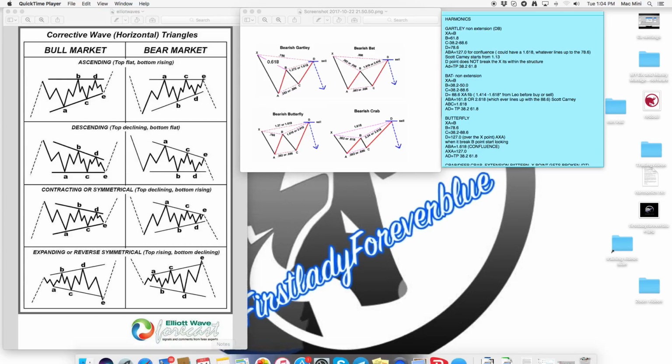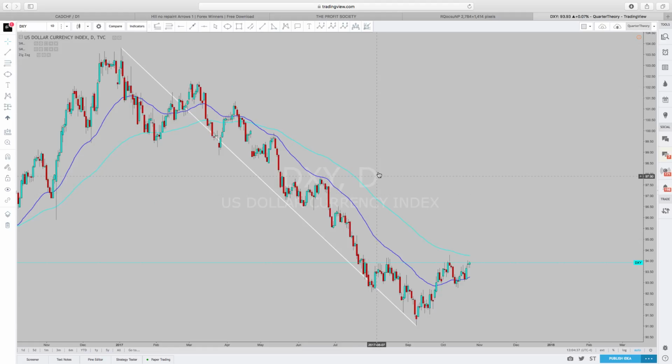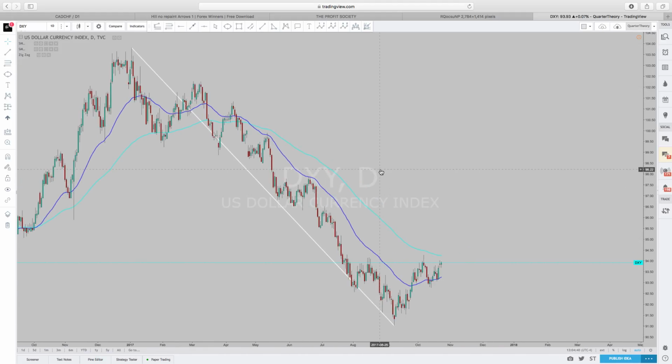Gonna do another video. Gonna do one on the DXY. The reason why we use the DXY is because this is the dollar index. If you're not familiar with it, this is letting you know what's going on with the dollar. So when the dollar index is bearish, that means the USD, the dollar, is bearish. When the dollar index is bullish, the dollar is bullish.